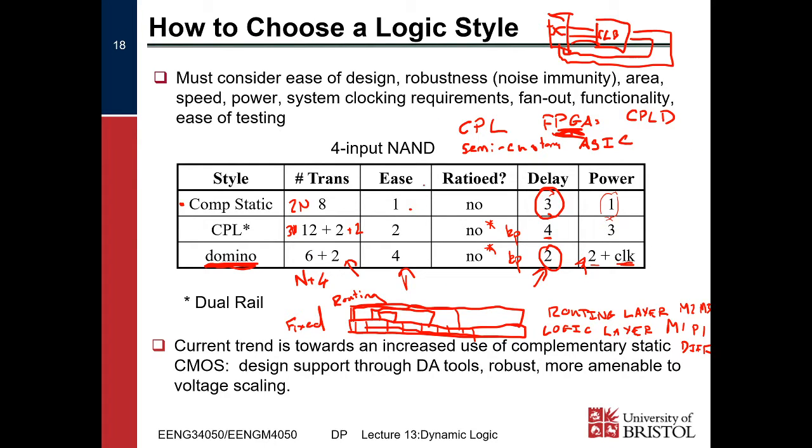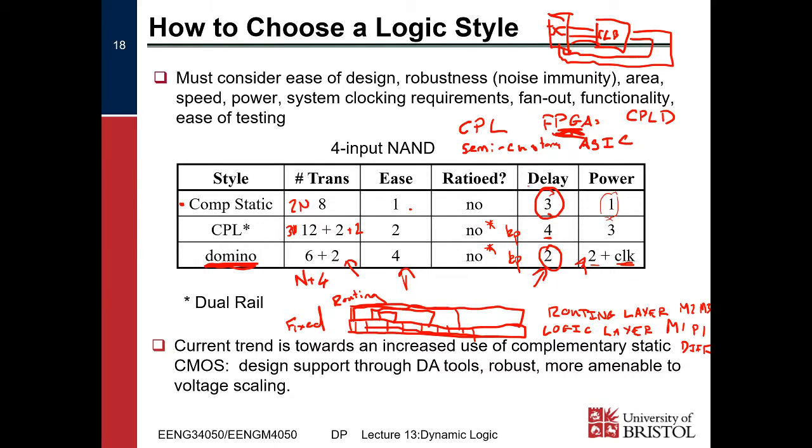So in conclusion, we've now seen the different types of style. We've got our complementary static styles, so that's the pass transistor and the complementary CMOS. We've got things like complementary pass logic, and then we've got dynamic domino logic, right? How do we choose a logic style for our design? Well, at the end of the day, it comes down to what we're trying to optimize for.